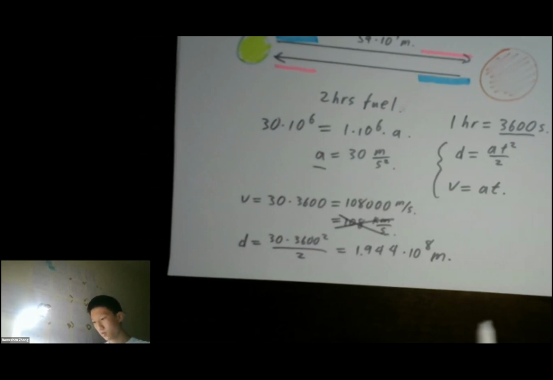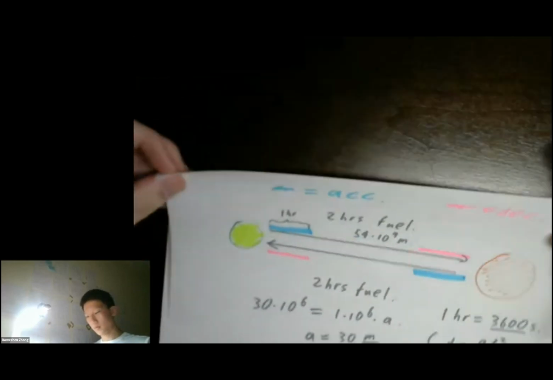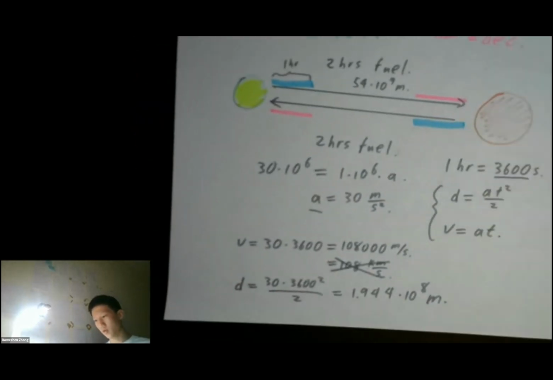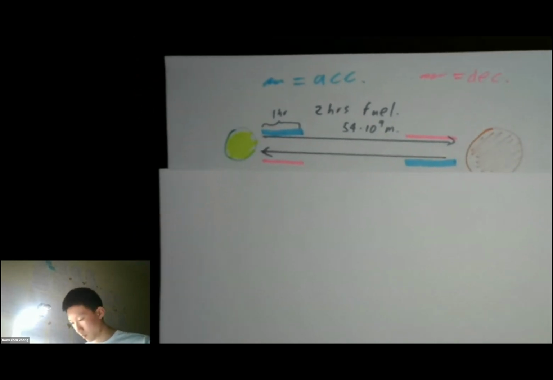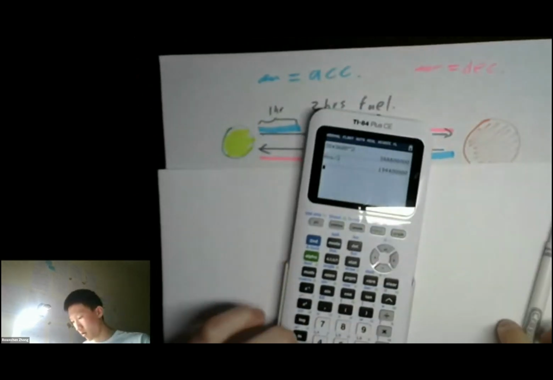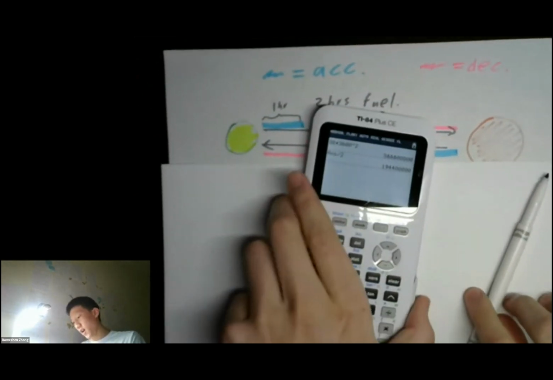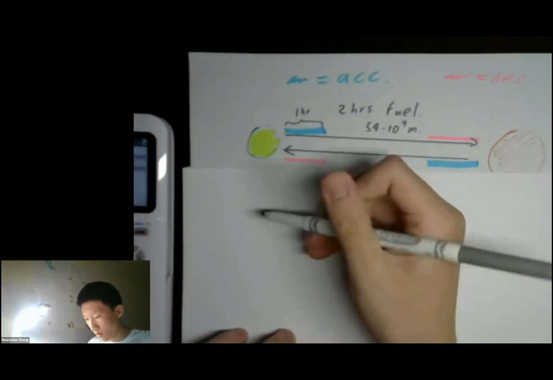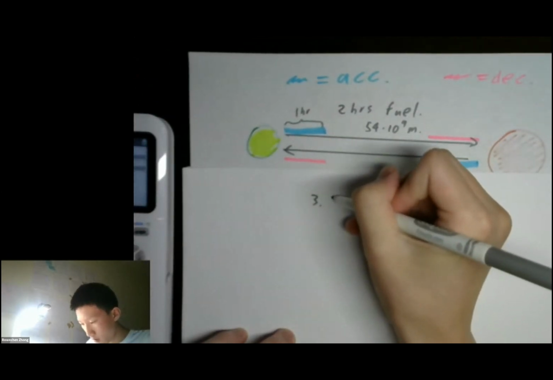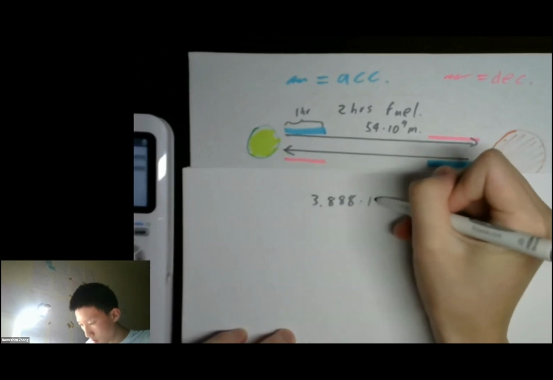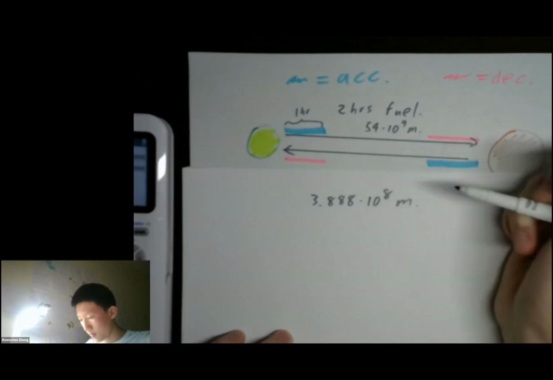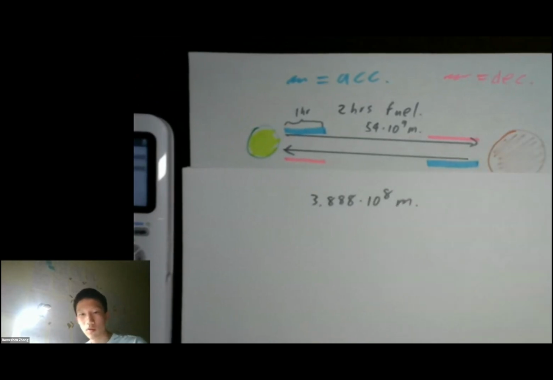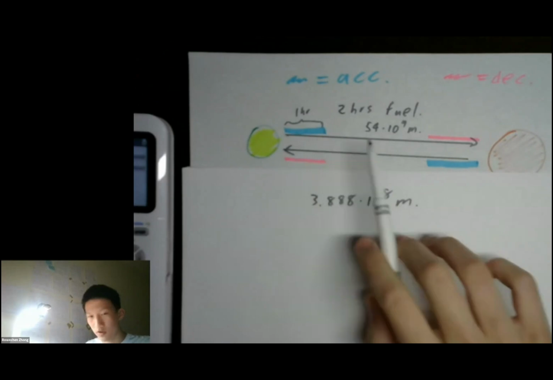So, a new sheet of paper. Going to be keeping the game plan up there. So, get out the calculator again. 3888 followed by 5 zeros. So far we have gone 3.888 times 10 to the 8 meters. By so far, we're talking about the first hour and the last hour.